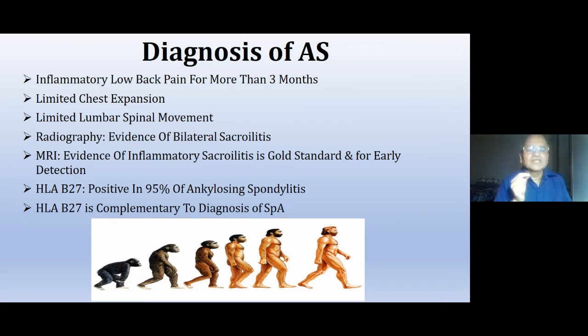Now I can tell you, ladies and gentlemen, the ideal investigation to make an early diagnosis of ankylosing spondylitis is an MRA of the pelvis, where you'll see an inflammatory sacroiliitis. There is no need to do HLA-B27 in everybody. It's not at all essential, but it's positive in 95% of ankylosing spondylitis. Just because my HLA-B27 is positive, it doesn't mean I'll have ankylosing spondylitis. HLA-B27 is always complementary to a diagnosis of spondyloarthritis.